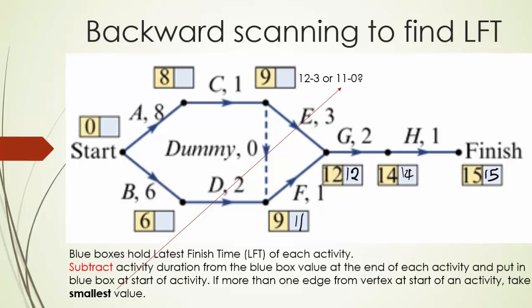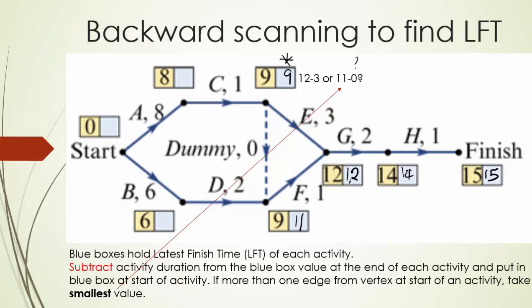For this box up here, we've got 2 numbers. We could have 12 minus 1 is 11, 11 minus 0 for the dummy, or going the other way, 12 minus 3 is 9. Going backwards, we take the smallest value. Smallest value was 9. 12 minus 3 is 9, smaller than 11 minus 0. After that, it should be more straightforward.